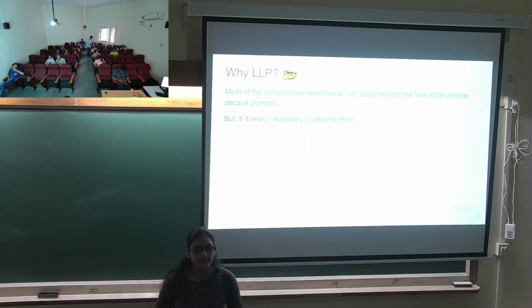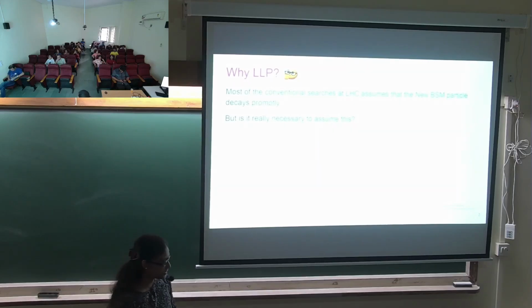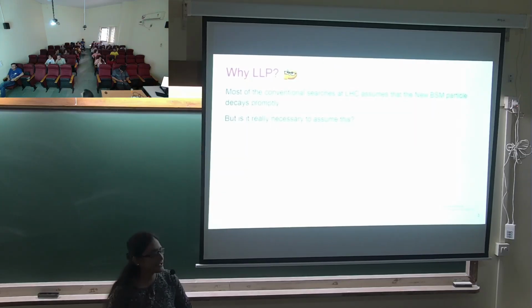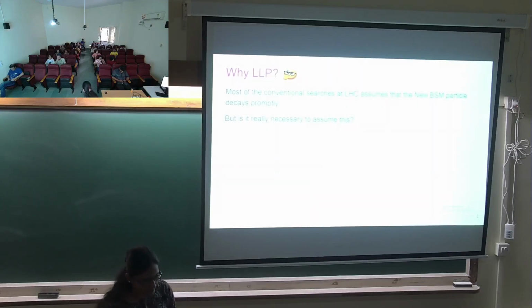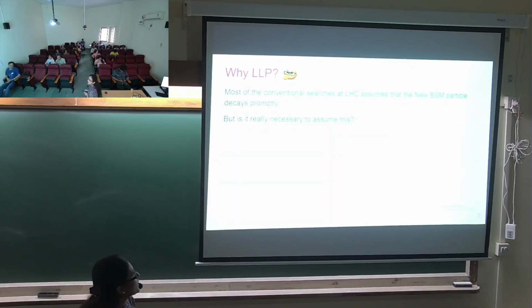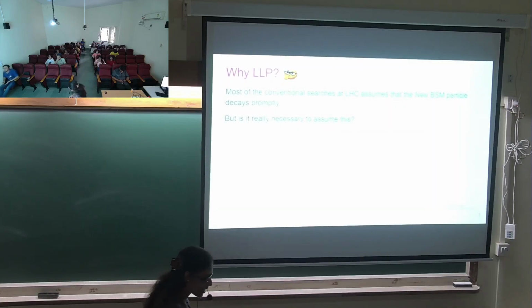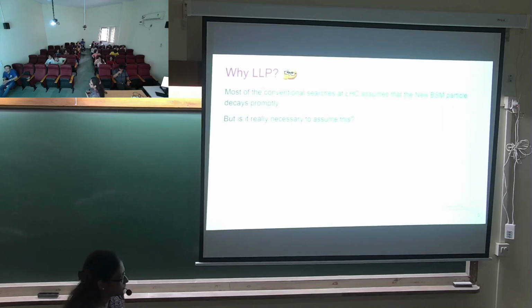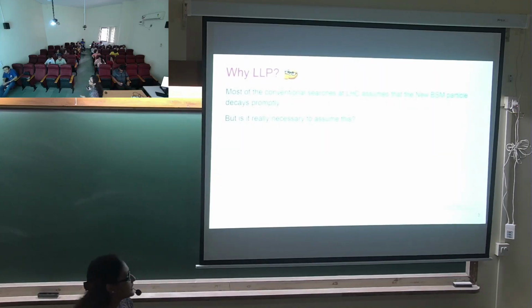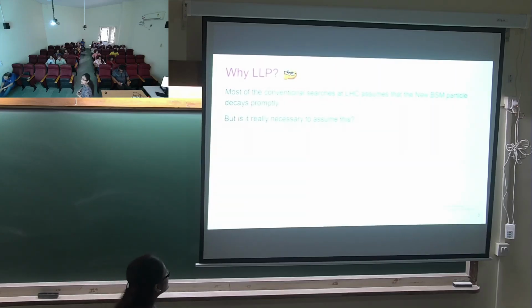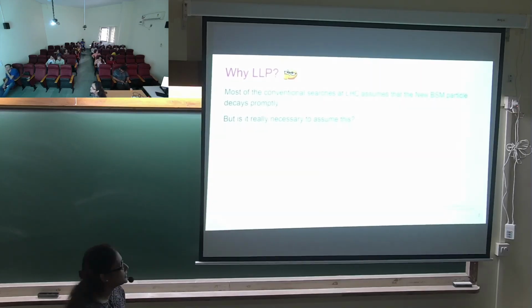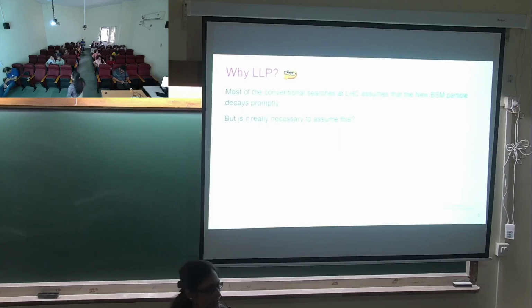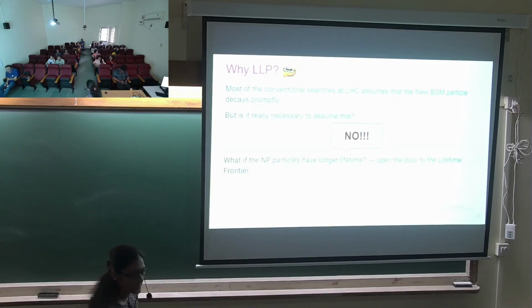So we all know it has been a decade past the Higgs discovery, and we are yet to get any significant positive new physics particle at the collider. And it's high time to rethink our assumptions behind these searches, and we should give attention to all spheres of the analysis strategies. Most of the conventional searches at the LHC assume that the new BSM particles decay promptly. But is it really necessary to assume this? And the answer is no.